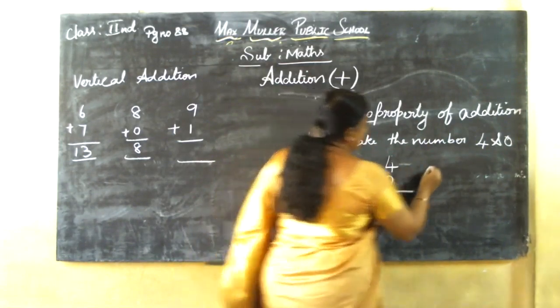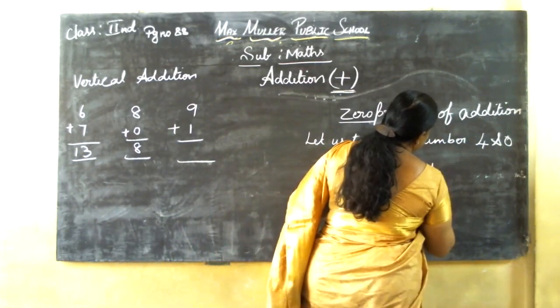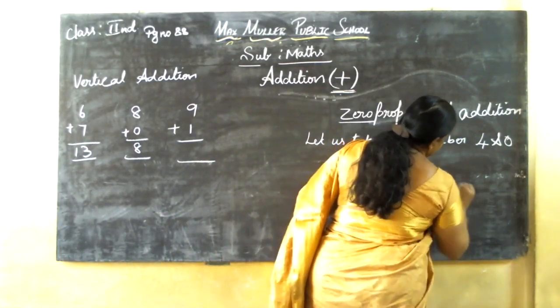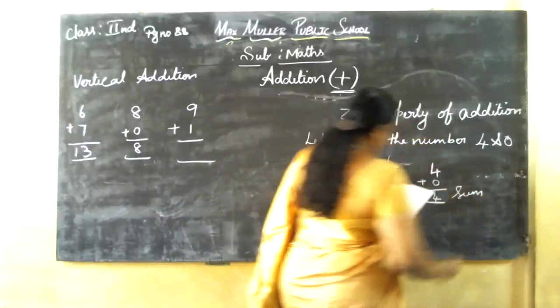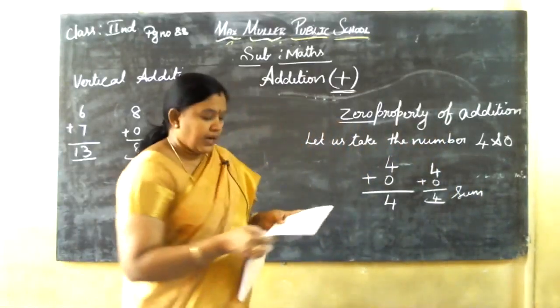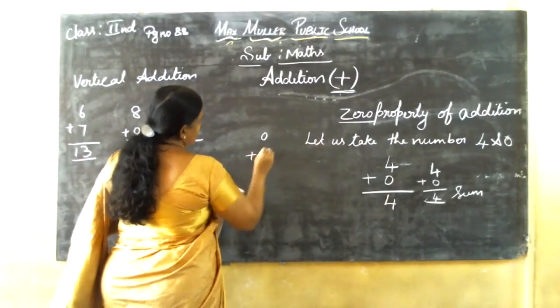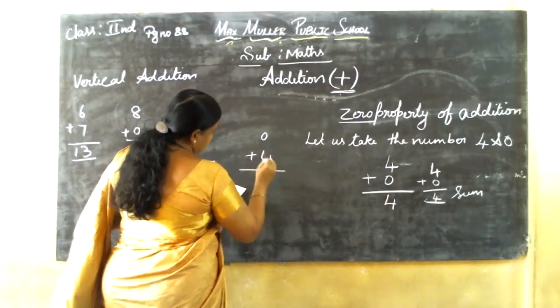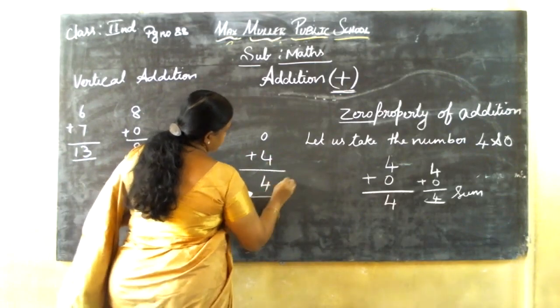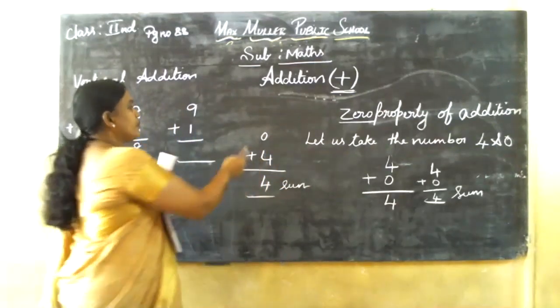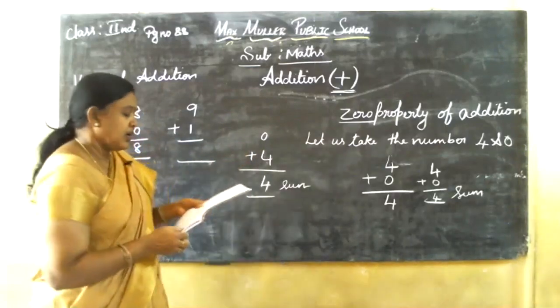4 plus 0 is equal to the sum, 4. 4 is the sum. Understood, children? And if we add 0 plus 4 also, we'll get the same answer. 4 only is the sum. 0 plus 4 is also 4, and 4 plus 0 is also 4.